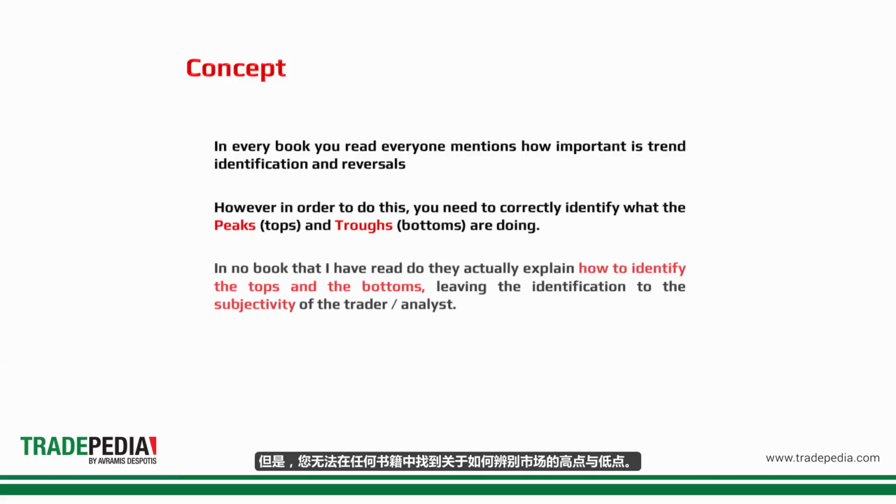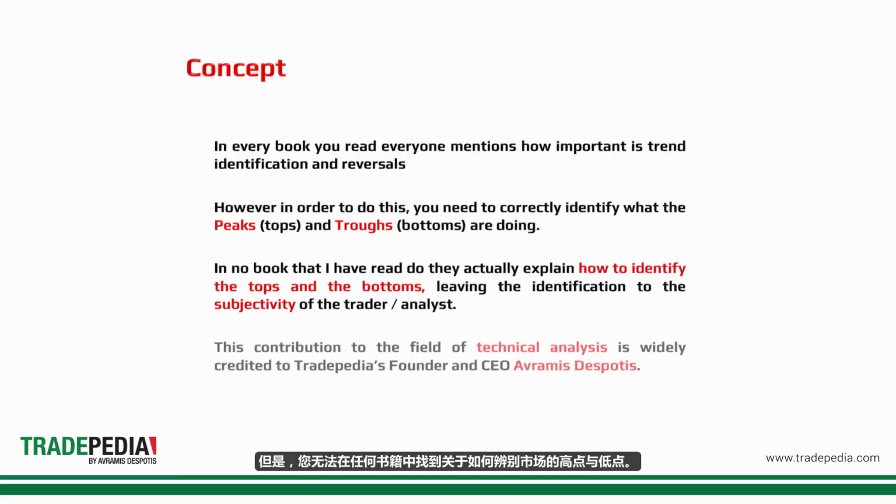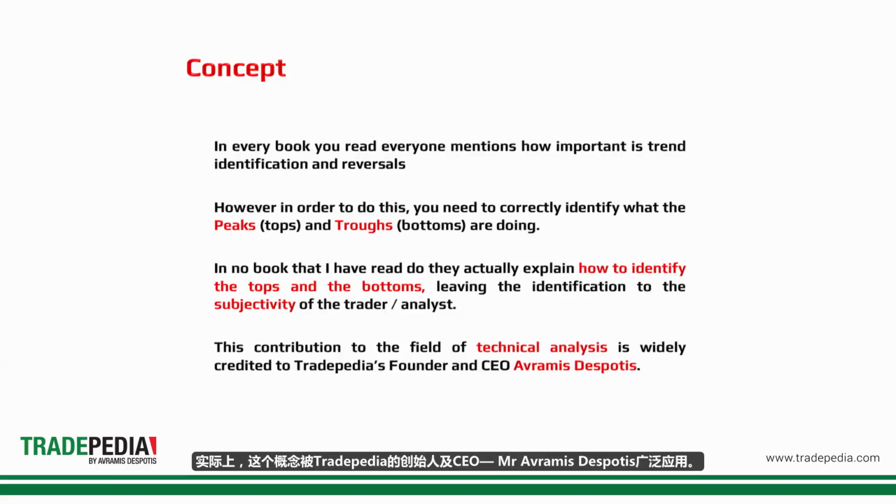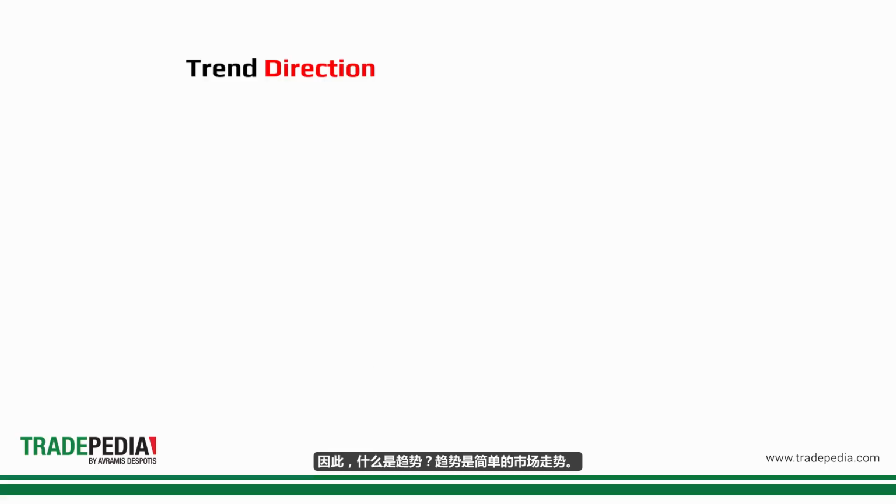However, the one thing that you will not find in any book is how to identify a top and a bottom in the market. Identifying a top or a bottom comes prior to trend identification, and this is what our indicator is based around. Mathematically and objectively defining a top or a bottom in the market. Actually, this concept is something that is widely credited to Tradepedia's founder and CEO, Mr. Avramis Despotis.